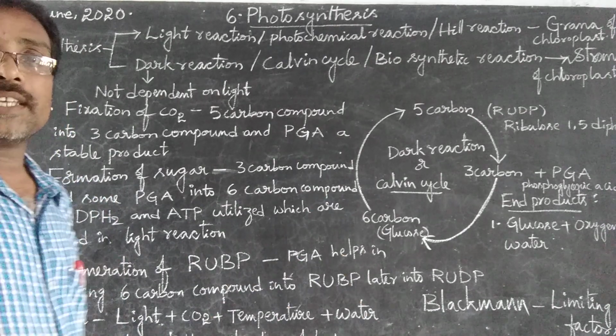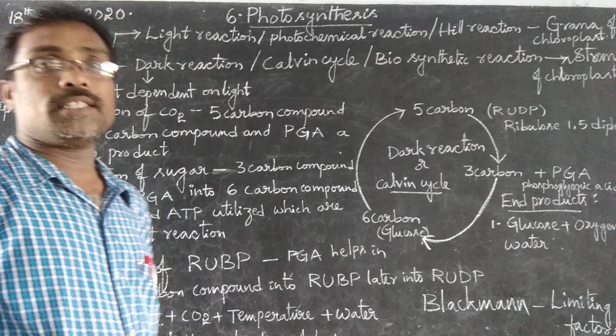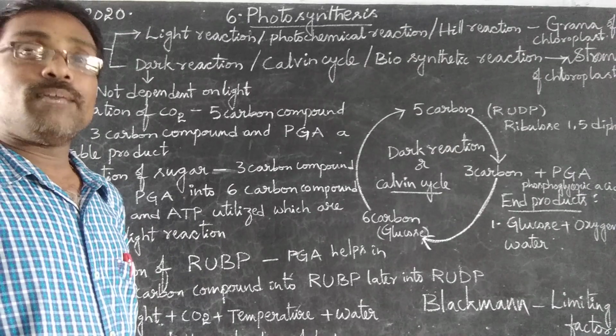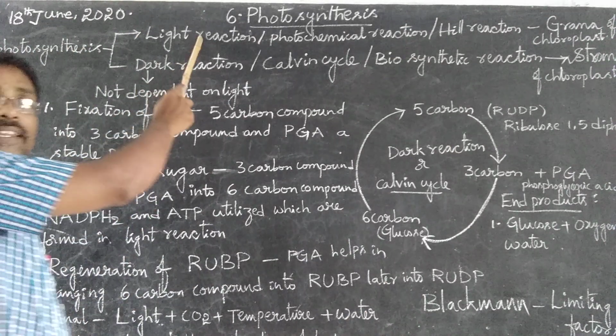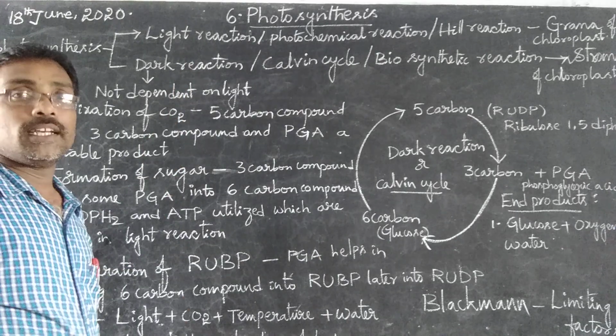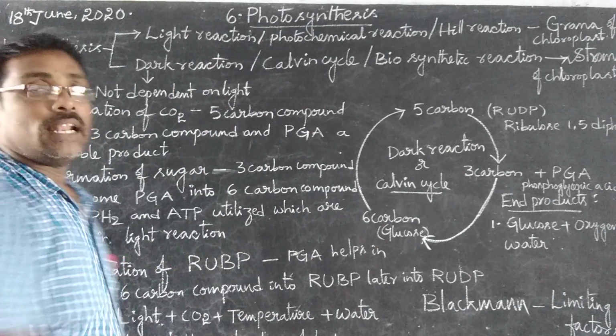In the last class we discussed the definition of photosynthesis, the process of photosynthesis, and the types of photosynthesis. What are the two types of photosynthesis? One is light reaction and the other is dark reaction. In the previous class we learned up to the light reaction.